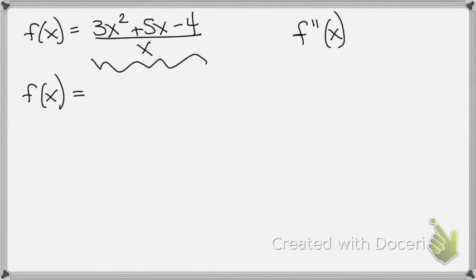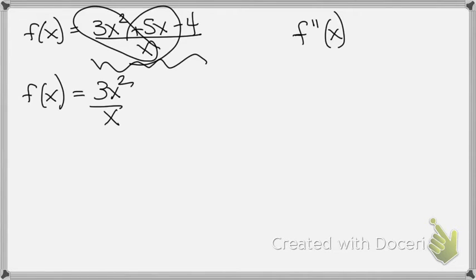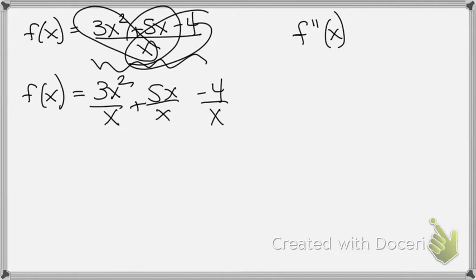So notice I don't have a derivative symbol. And I'm going to split it up. I'm going to put the 3x squared over x. And I wouldn't write this step. I would do this in my head normally. Then I'll put the 5x over x. And then the negative 4 over x. At least I think that was a negative 4. Okay. But again, you don't have to really show that step. You could really just do this in your head.